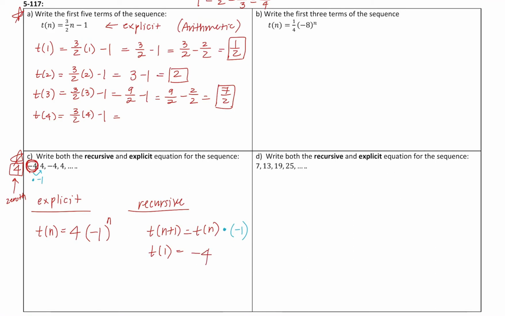And that's it. I will have the answers to all of these available for you so you can check at the end of this video, which will be very soon, but I do want you to work on it on your own and show all your work. You do not need to submit it, but this is the final review of the recursive and explicit equations of sequences before we go into the final, okay?